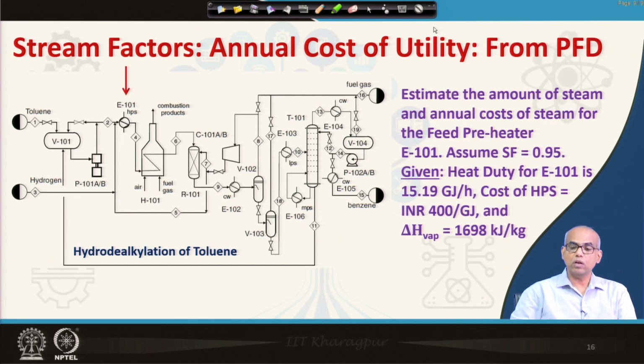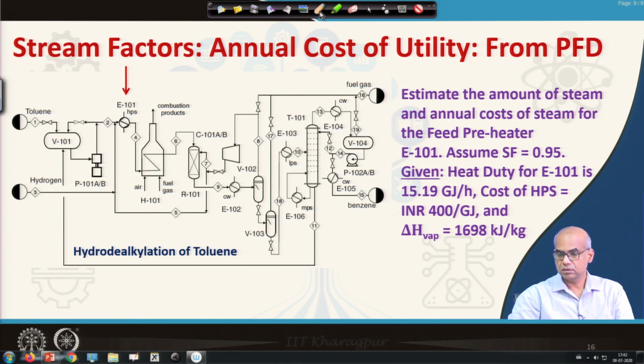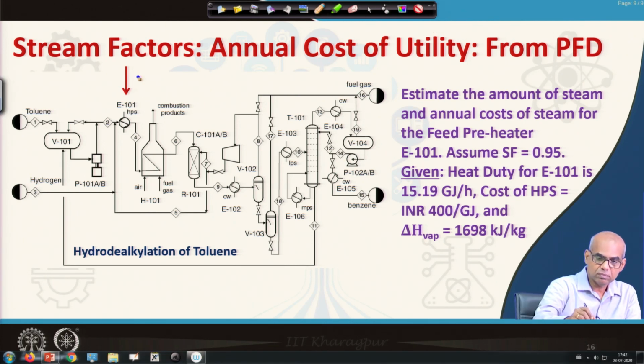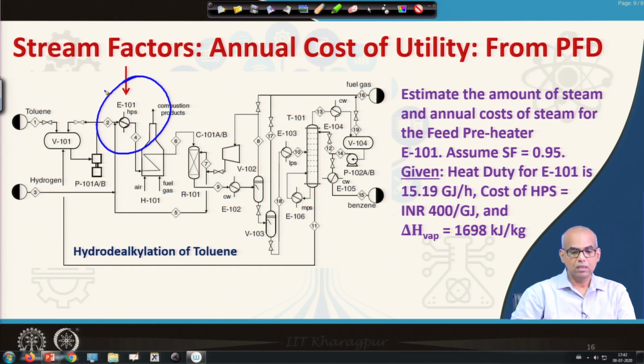You can also find out the annual cost of utility from the process flow diagram. Again, let us consider the same process flow diagram of hydro dealkylation of toluene. Consider the feed preheater E101, where you use high pressure steam to heat the mixed toluene and hydrogen stream.